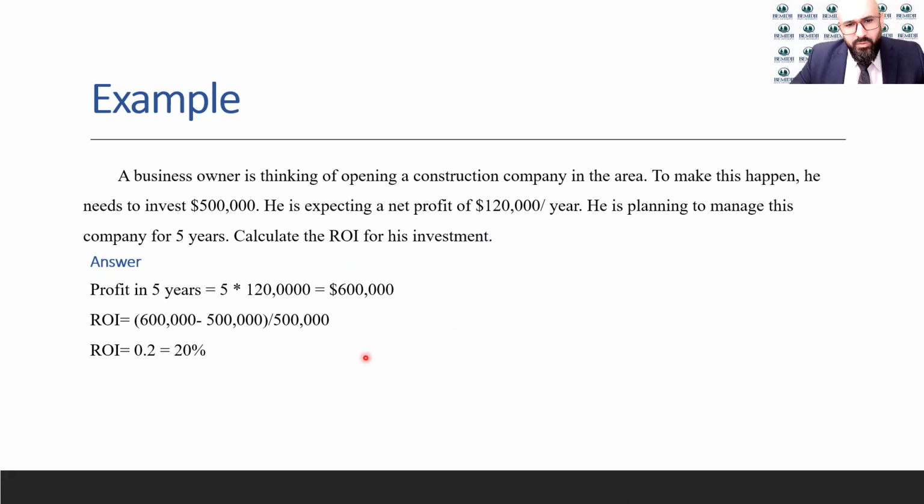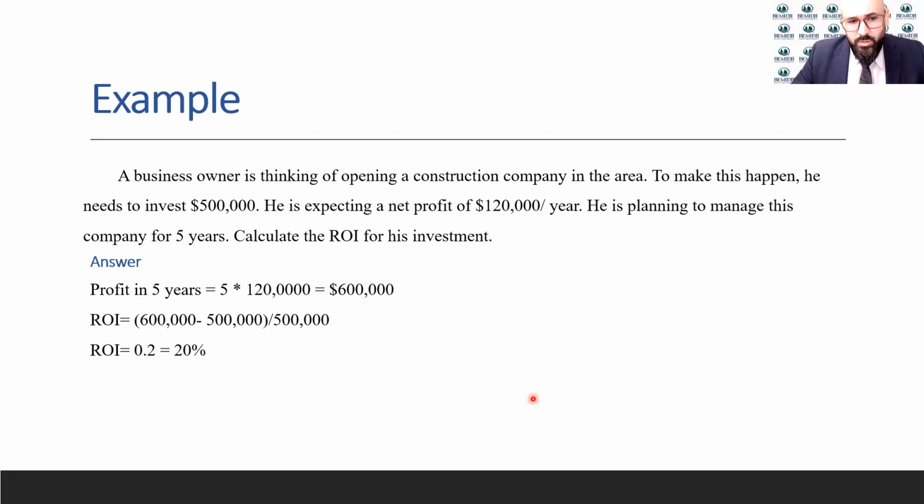A business owner is thinking of opening a construction company in the area. To make this happen, he needs to invest $500,000. He's expecting a net profit of $120,000 per year, and he's planning to manage the company for 5 years. So what we're trying to find is the ROI for this investment over the 5 years.